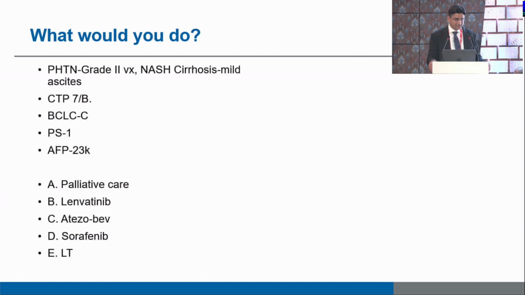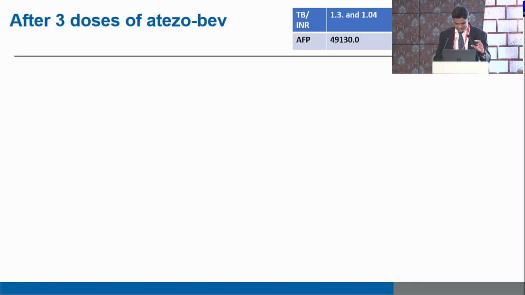So the patient has portal hypertension, grade 2 varices, NASH cirrhosis, mild ascites, CTP 7B, not in the inclusion criteria of IMbrave, BCLC C, performance status 1, alpha-fetoprotein 23,000. Should we go ahead with palliative care, or lenvatinib, or sorafenib, or atezolizumab, or liver transplant? Obviously, it's not possible for this patient who has huge tumor burden. So, we decided to give him atezolizumab.